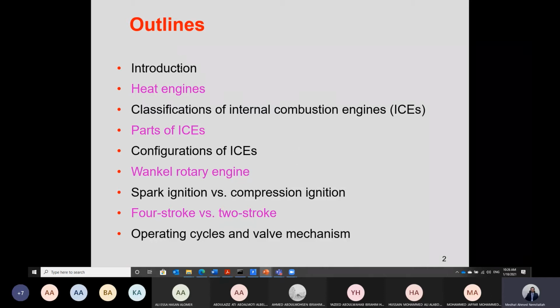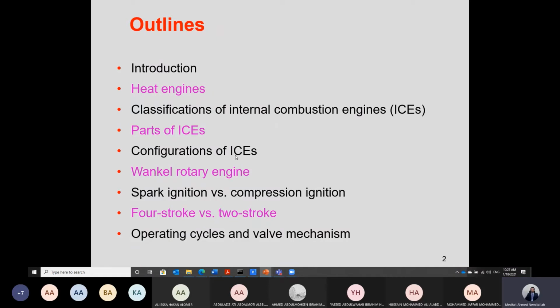Inshallah, the outline for this chapter will be just talking about the introduction. Then I will be talking about the heat engine. Any heat engine is a device that converts heat into work or shaft power. I will be talking about the classification of the internal combustion engine, how we can classify it, and also the different parts or components of the internal combustion engine.